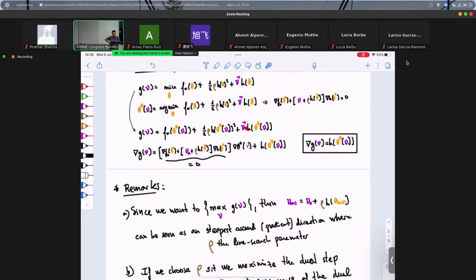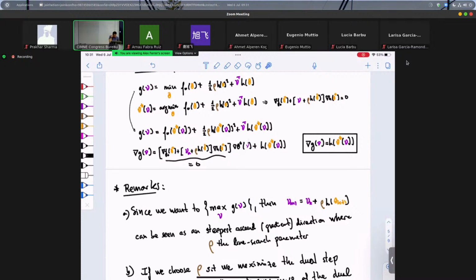And then this derivative, but this is 0 at the optimal value, because of this. So the gradient of the dual is the constraint. The gradient of the dual is the constraint. Okay. Why is this useful?